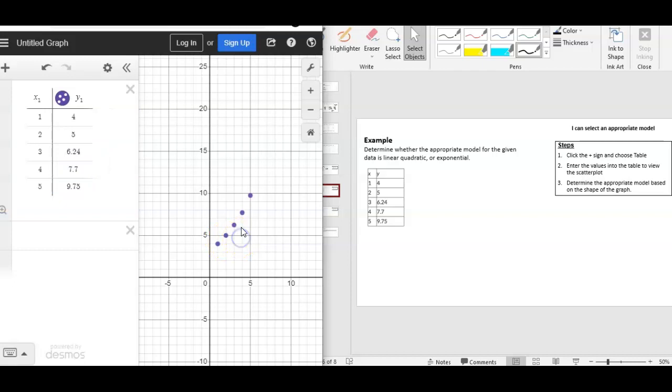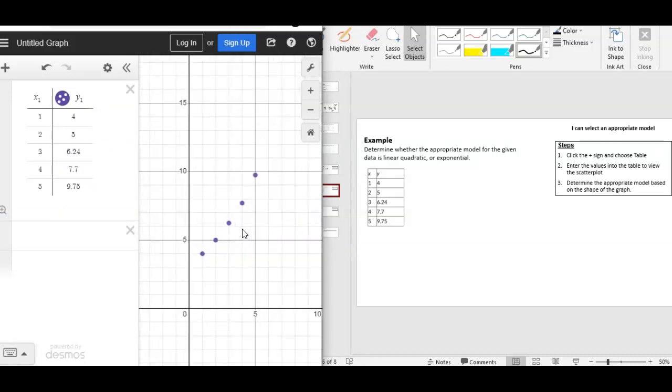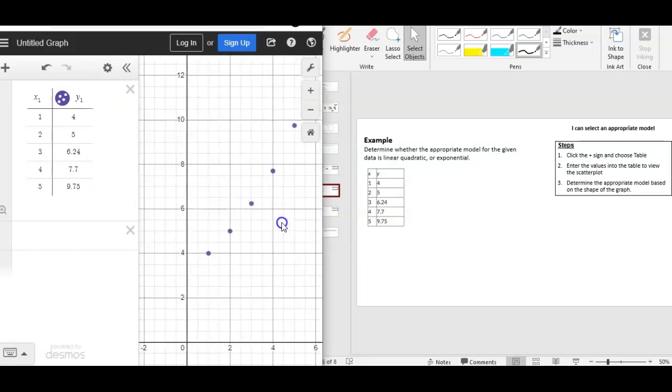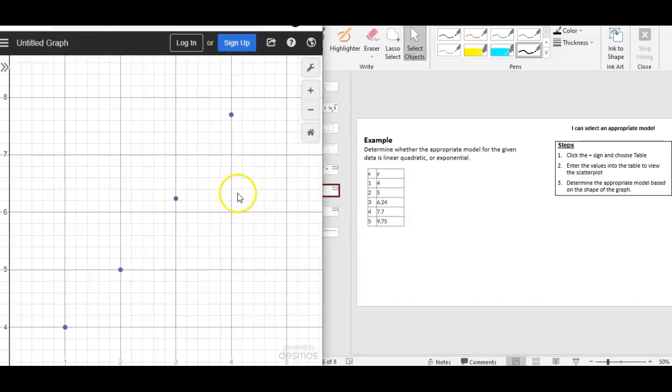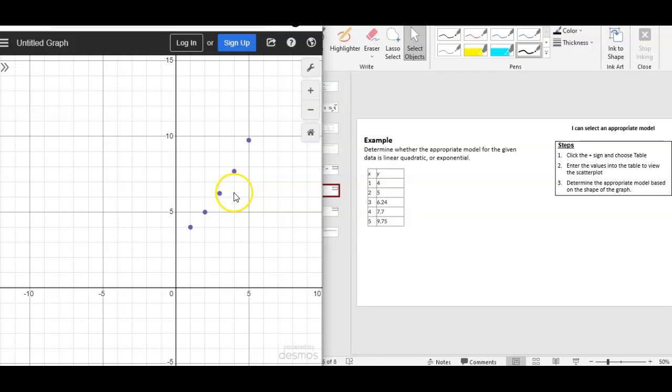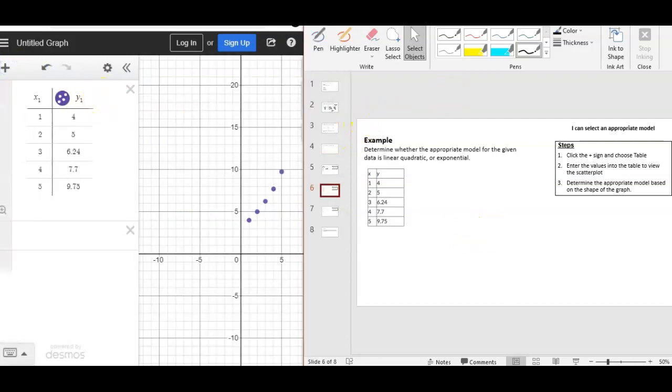Okay, so now if I look at my function, notice that it's kind of like a line, but if I look a little bit closely, you can see that it has a little bit of a curve to it. So I don't think it's going to be a linear model. It's probably going to be quadratic or exponential. So how do I figure out if quadratic or exponential is best?